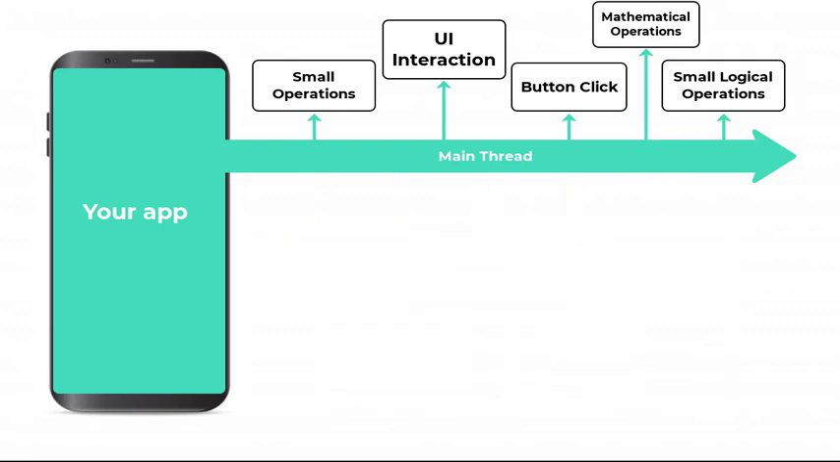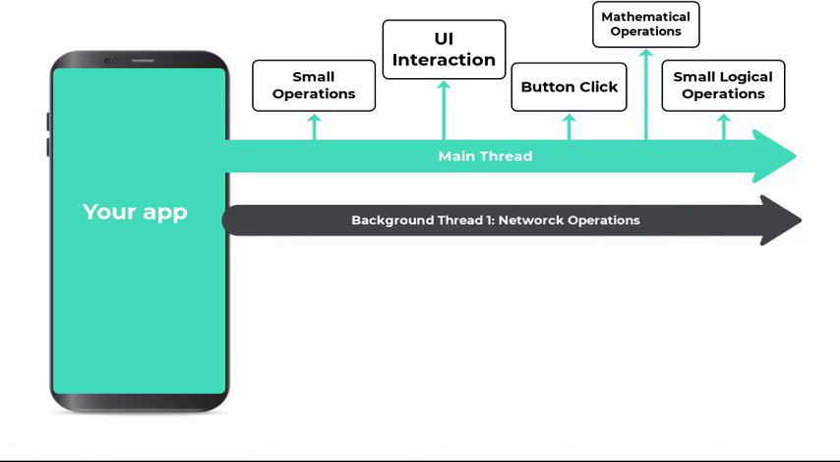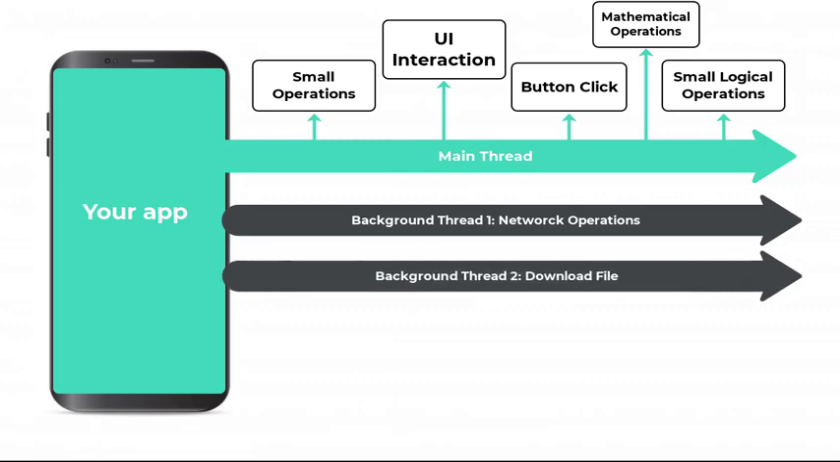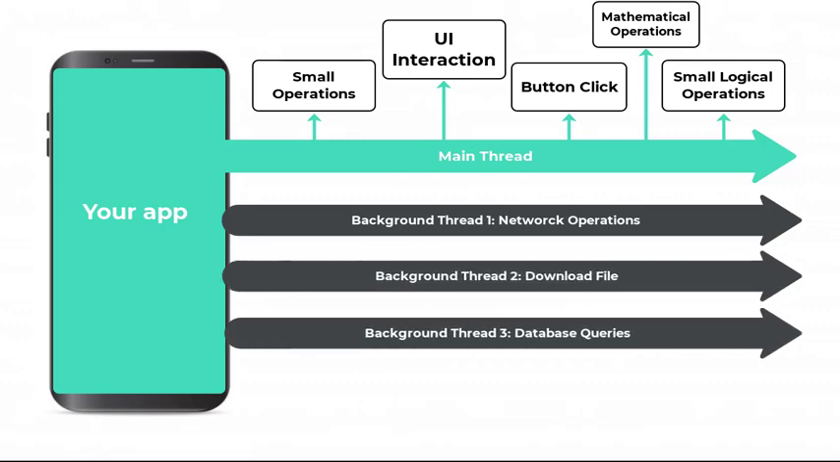Instead of using the main thread to perform those long operations, we can create background threads to perform those long operations. We can create a thread to perform network operations. We can create another background thread to download the file, and we can create a background thread to perform database queries. By doing this, now the main thread will become free for the other small operations.